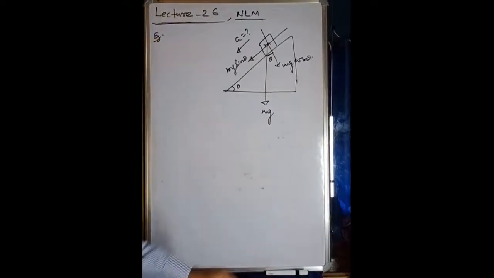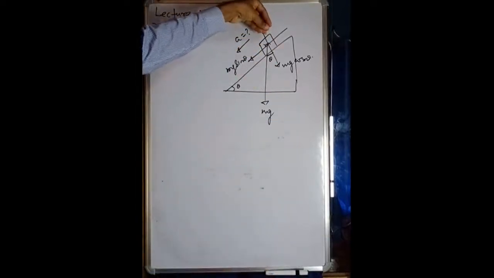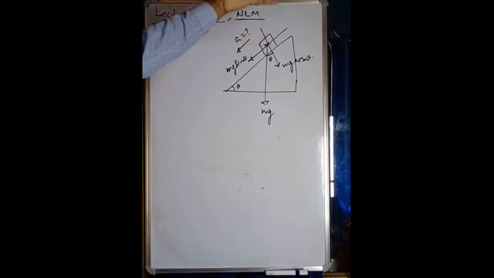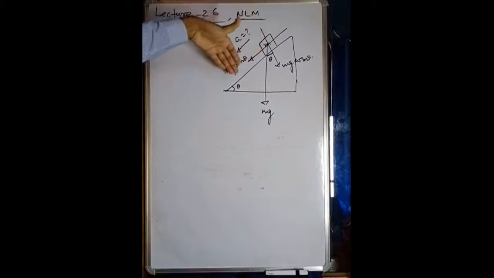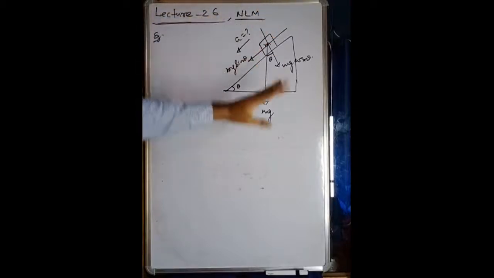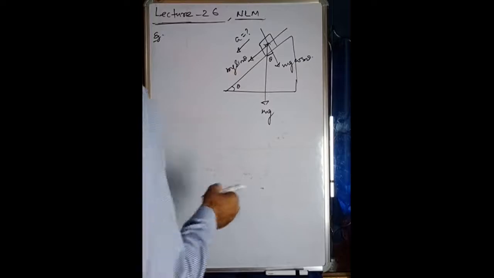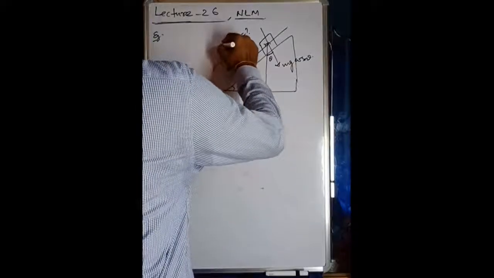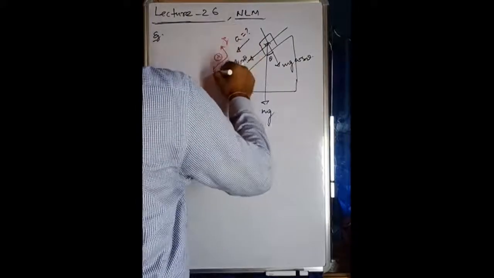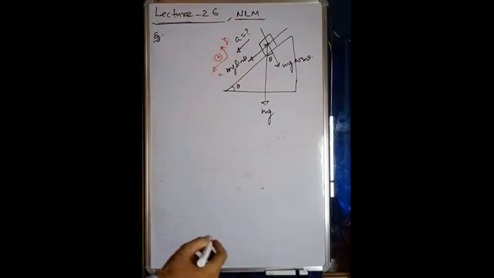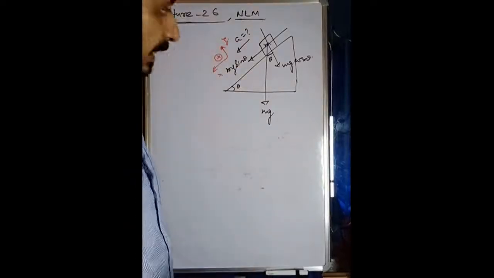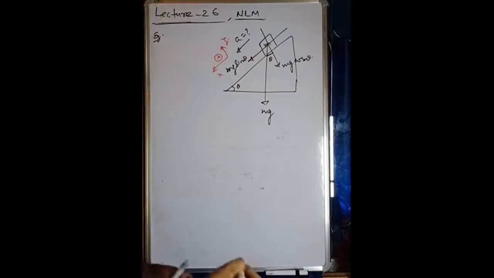But here we place a block over the wedge and we leave it. It will start moving. You have to find the acceleration with which it is moving down. You can see, my dear students, you have to apply Newton's second law. Suppose this is the positive axis, x and y. What will we write? Sigma Fx equals 0, or sigma Fx equals max.